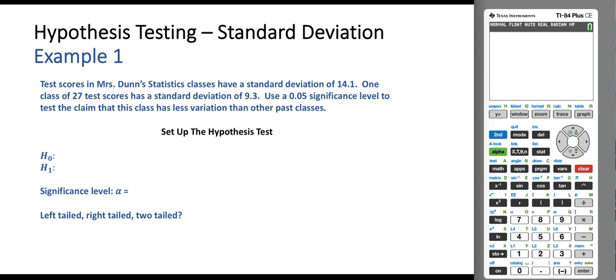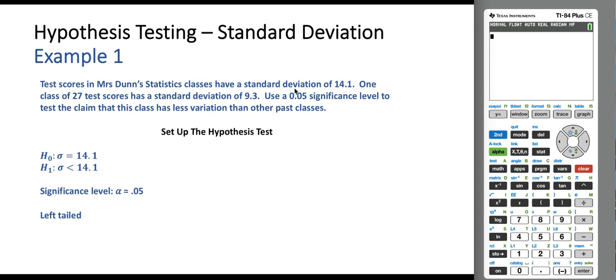So the first thing we're going to have to do is to set up the hypothesis test. So you want to identify the null hypothesis and the alternative hypothesis, the level of significance, and whether this test is left-tailed, right-tailed, or two-tailed. Pause the video and think about it and see if you get these right. You try it on your own.